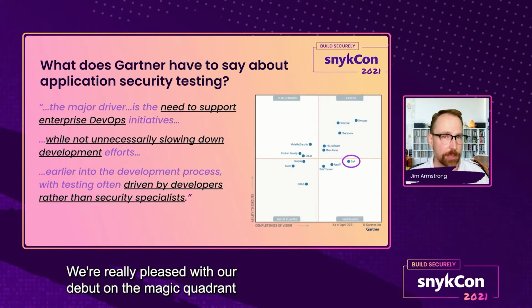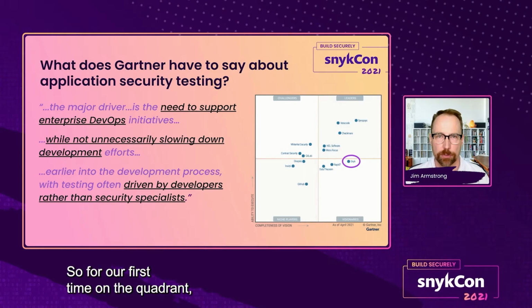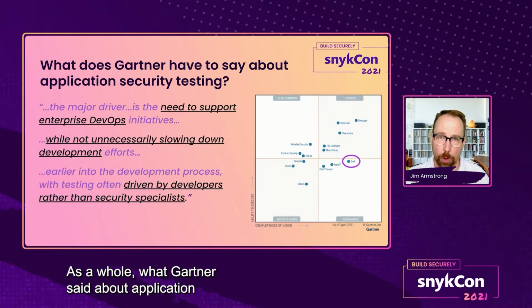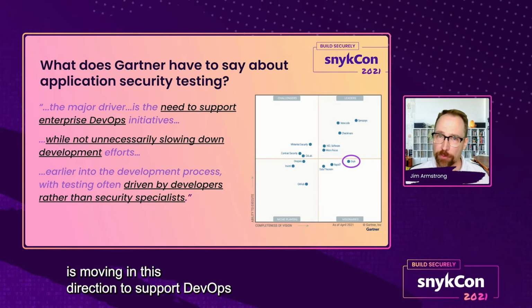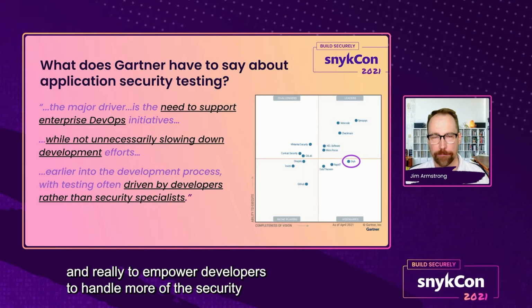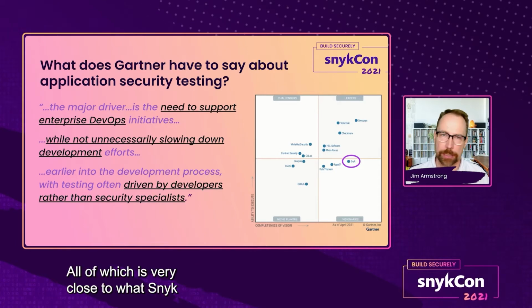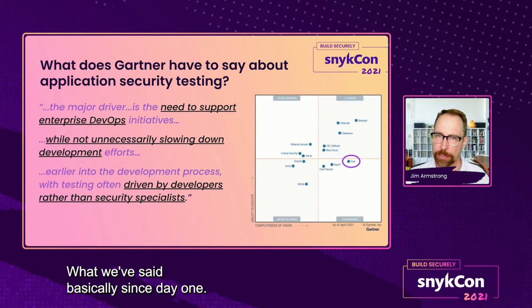We're really pleased with our debut on the Magic Quadrant, finishing high up in the Visionaries Quadrant, knocking at the door of the Leaders quadrant. For our first time on the quadrant, we're really pleased with where we showed up. As a whole, what Gartner said about application security testing is that more and more of this is moving in the direction of supporting DevOps and empowering developers to handle more of the security issues on their own, without slowing down development.